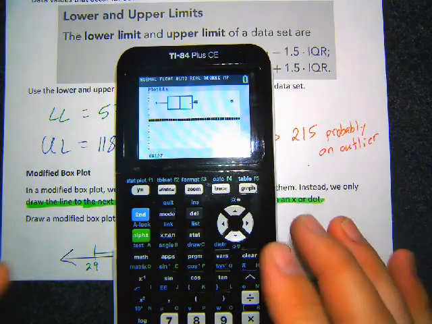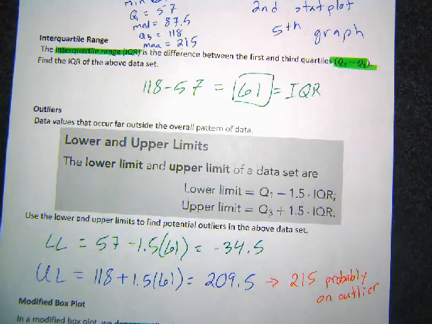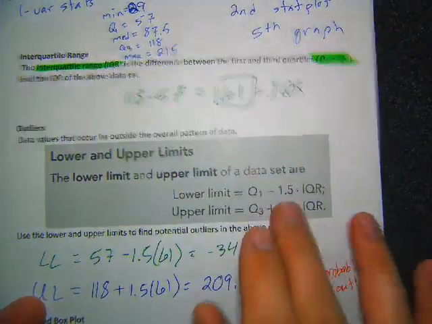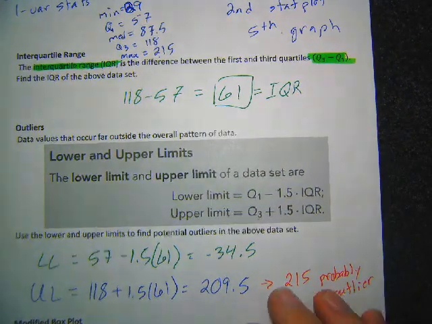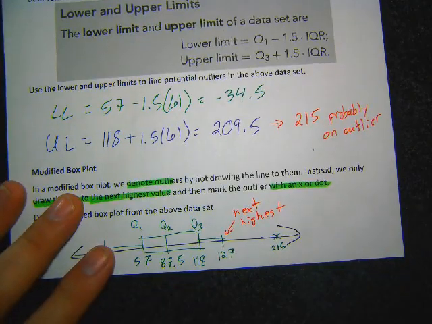Now, this doesn't give you the interquartile range, so you should be able to find the interquartile range and your lower and upper limits in case you're asked about those on the test. But it does help you find those outliers.